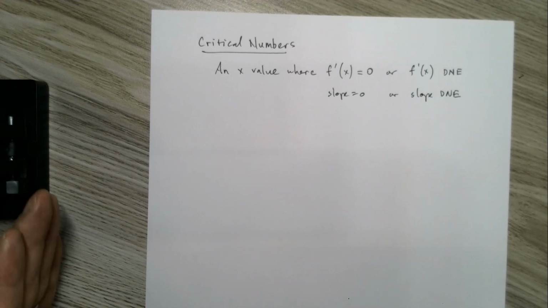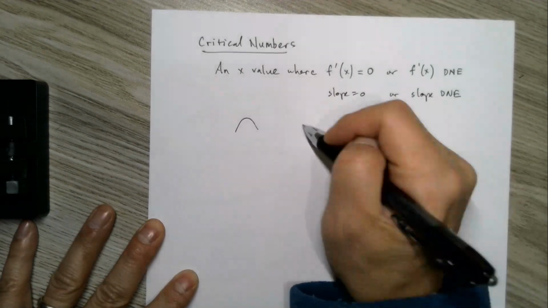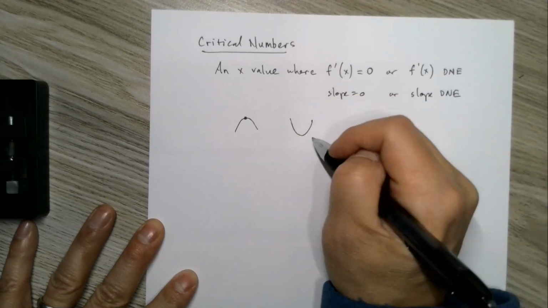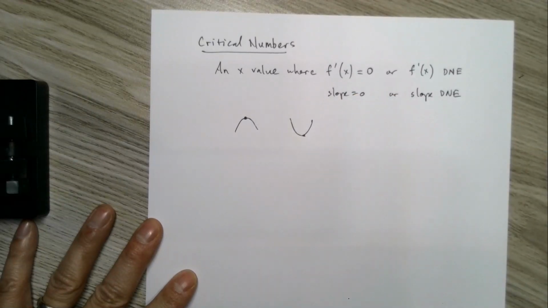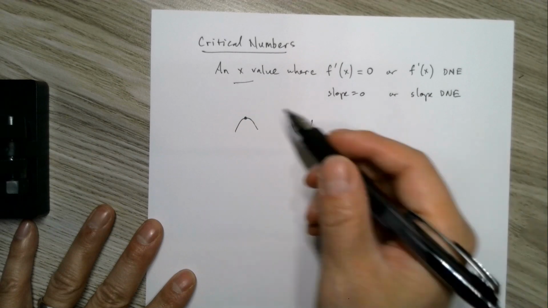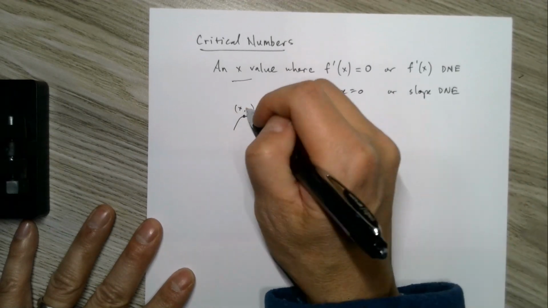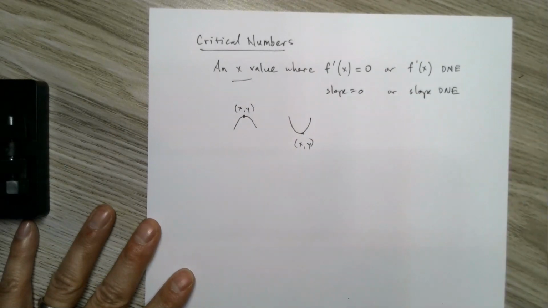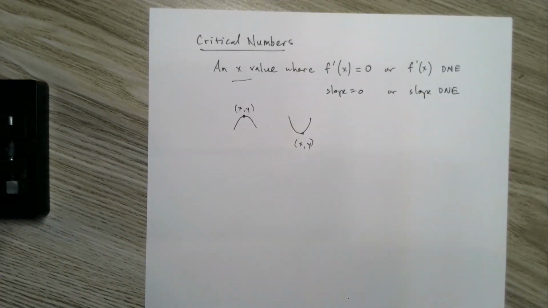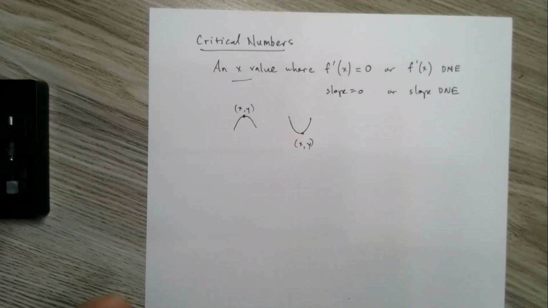Well, at what points on a function, a continuous function, is the slope 0? At maxes and mins, right? What we were just talking about. So critical numbers are simply the x values of those maxes and mins that we were talking about. But it's just the x values, just the x values. Those are the critical numbers.